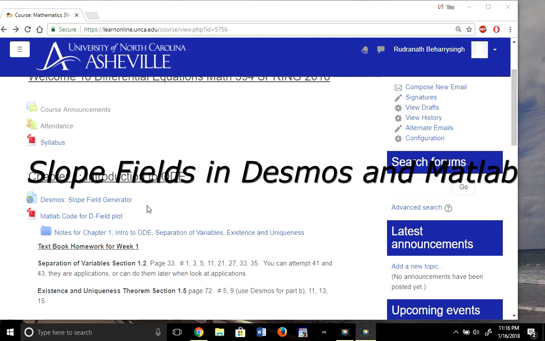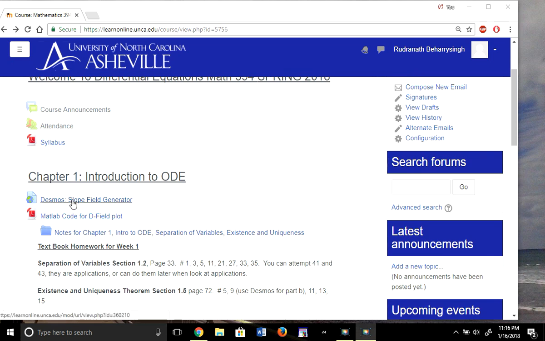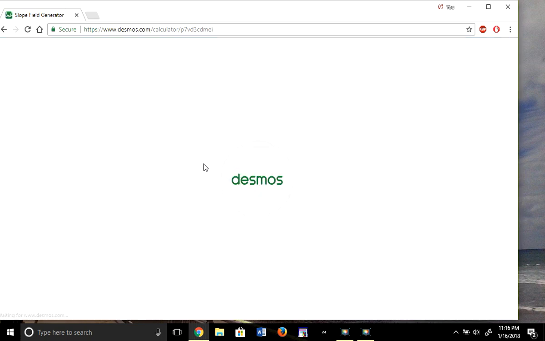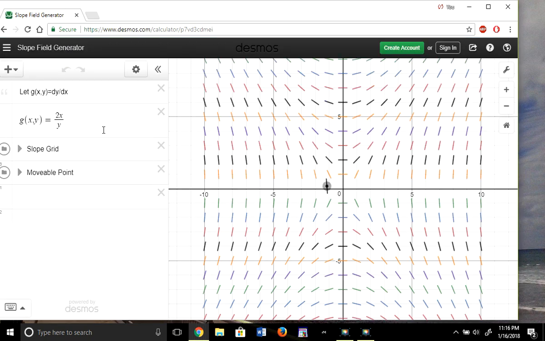So if you go into the Moodle course that we've set up for this class, there's a Desmos slope field generator link, so click on that and you get into Desmos. They've programmed this graph software to graph a differential equation, dy over dx.